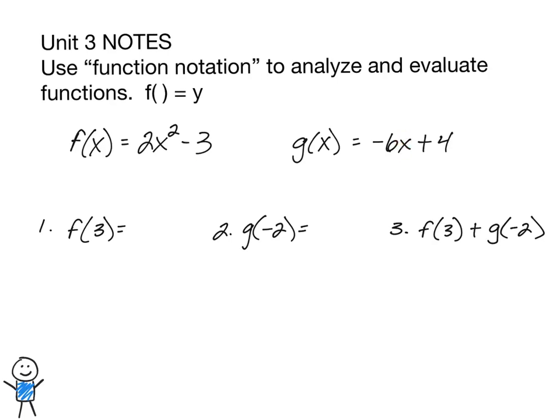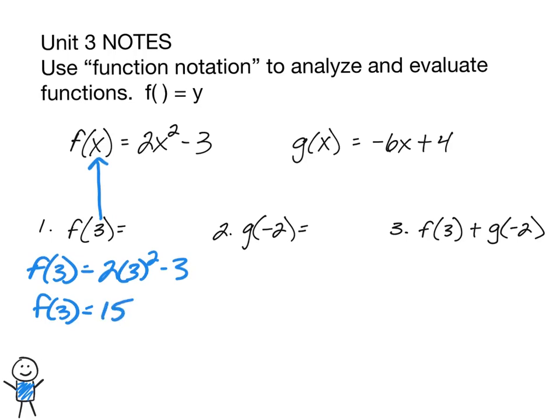So let's take a look at the first one. It says f of 3. So what that means is I'm going to take that 3 value that has replaced the x, and I'm going to plug it everywhere there is an x in my function. So in place of the x, I'm going to put the 3. And then I'm actually going to evaluate and see what answer I get. I got a value of 15.